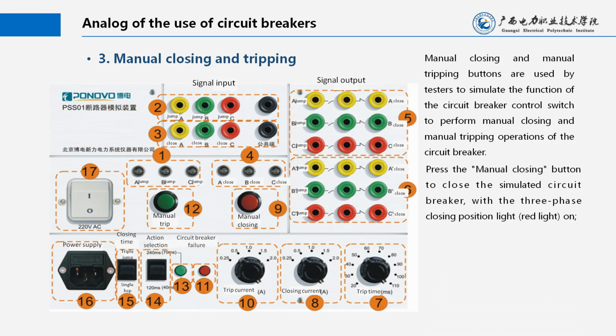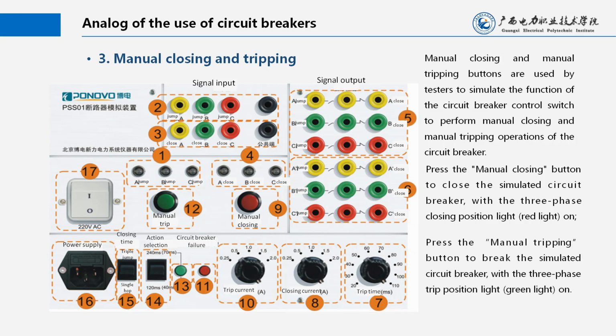Press the manual closing button to close the simulated circuit breaker, with the three-phase closing position light, red light, on. Press the manual tripping button to break the simulated circuit breaker, with the three-phase trip position light, green light, on.